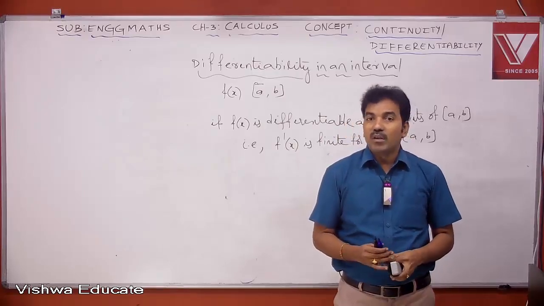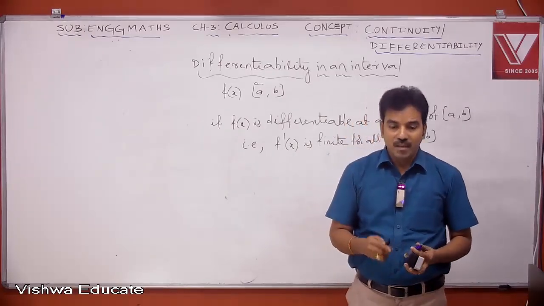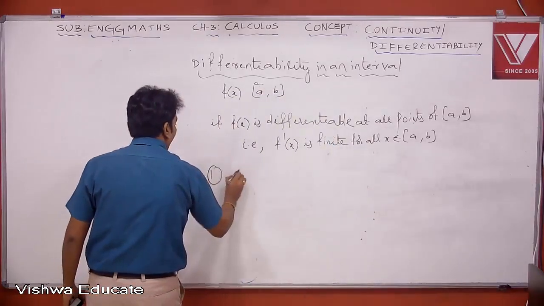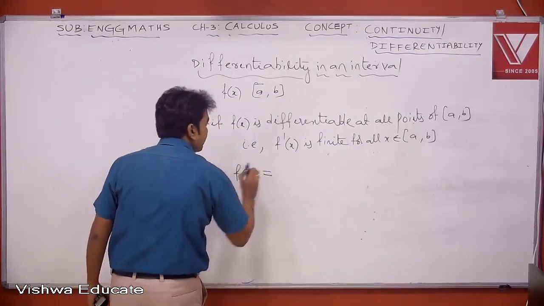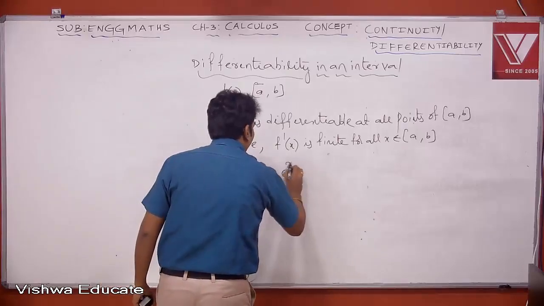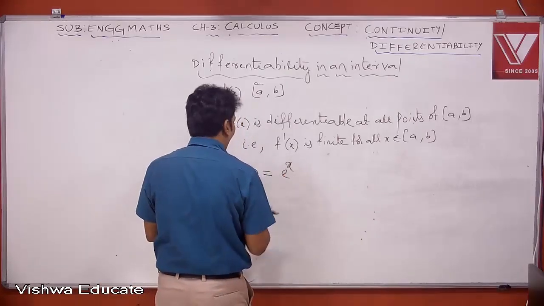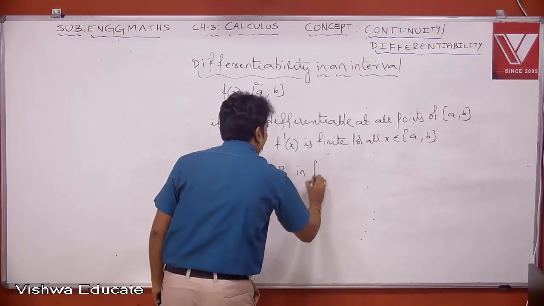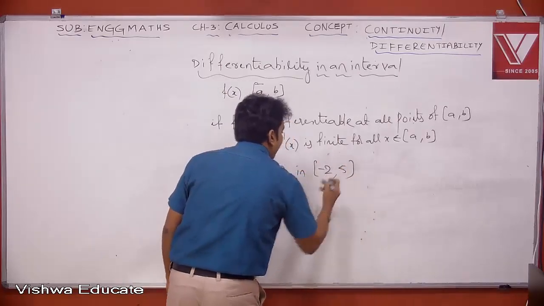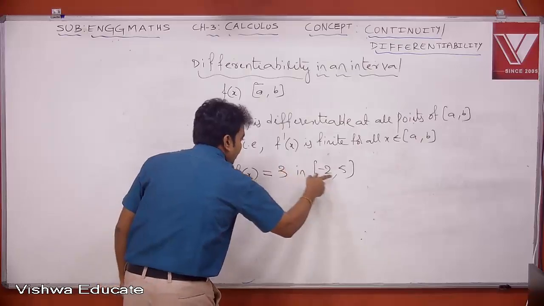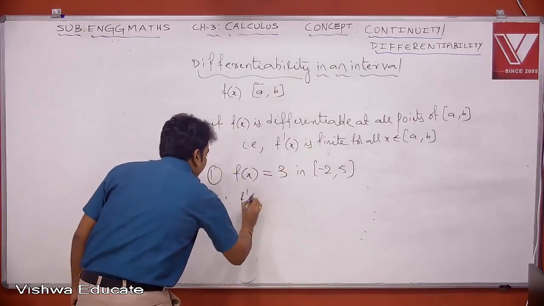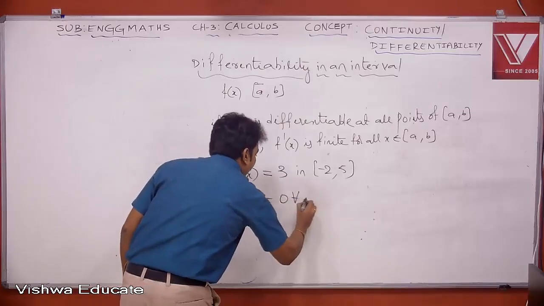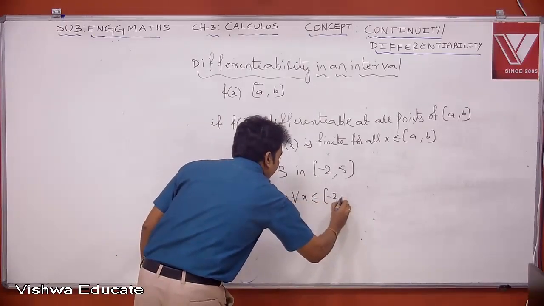Now earlier we have seen varieties of examples. Let me discuss one example. Suppose f of x equal to, for example, e power x, or I start with a simple constant function f of x equal to 3 in closed interval minus 2 comma 5. Let us see the derivative of this function in this interval. Here what is f dash of x? It is 0.